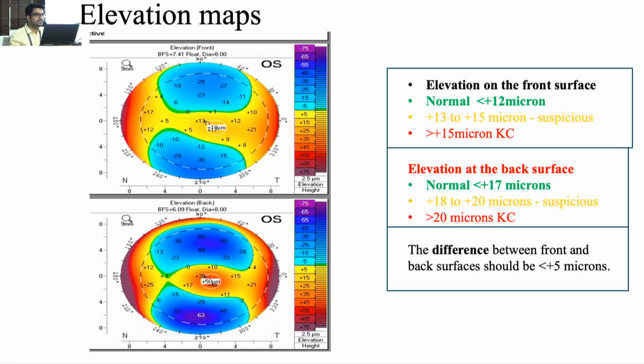Elevation maps: in the anterior elevation map, if it is more than 15 micron, it is suggestive of keratoconus, and the normal value should be less than 12 micron.